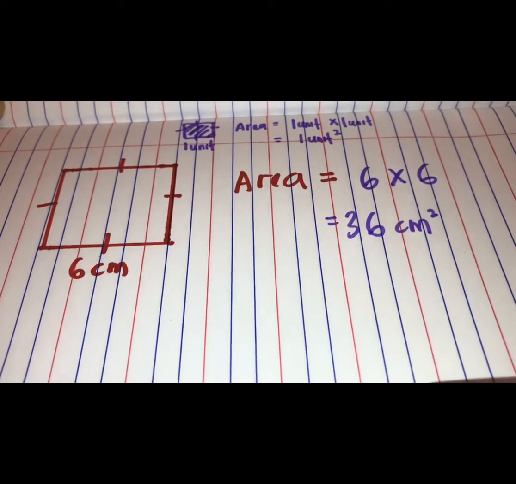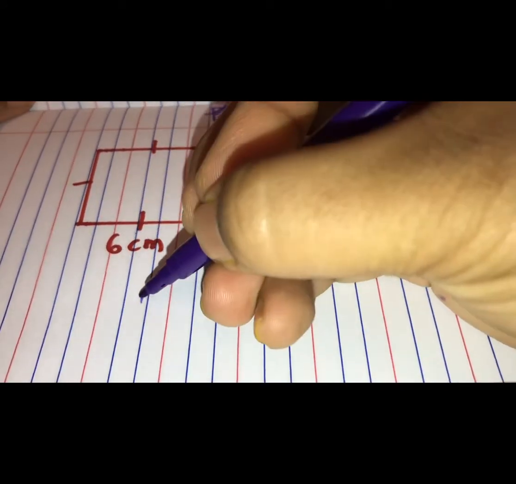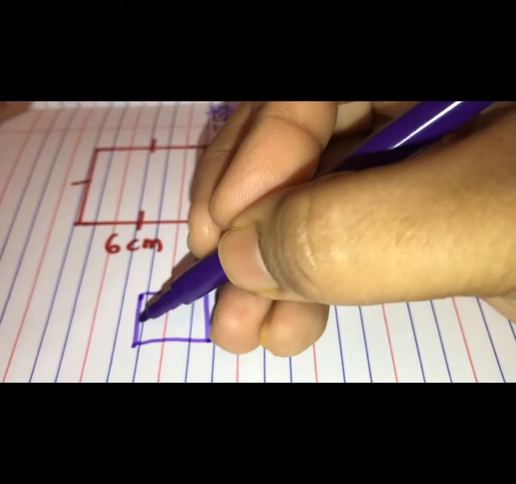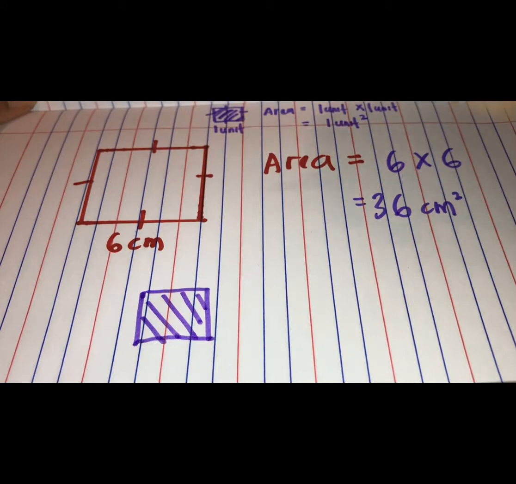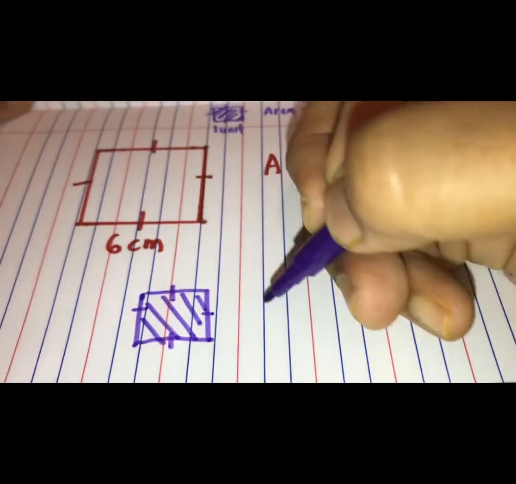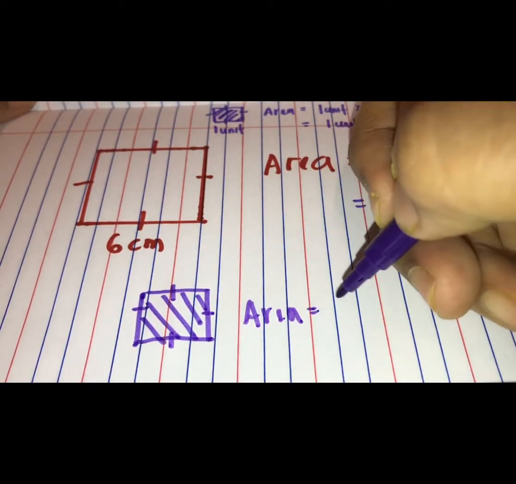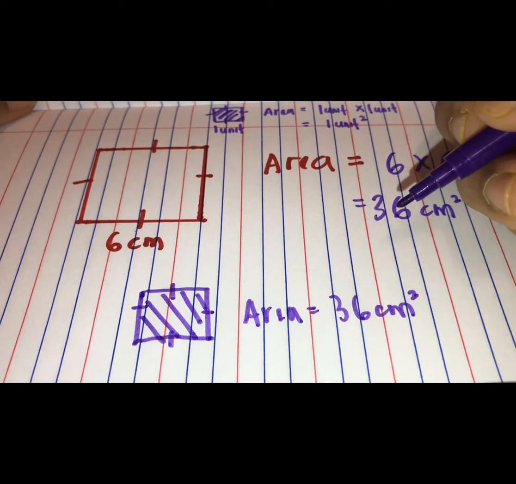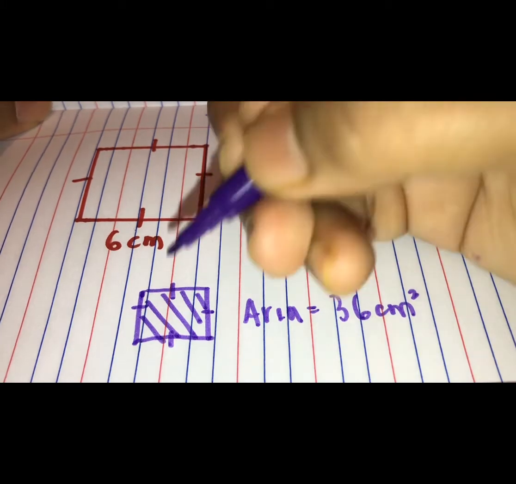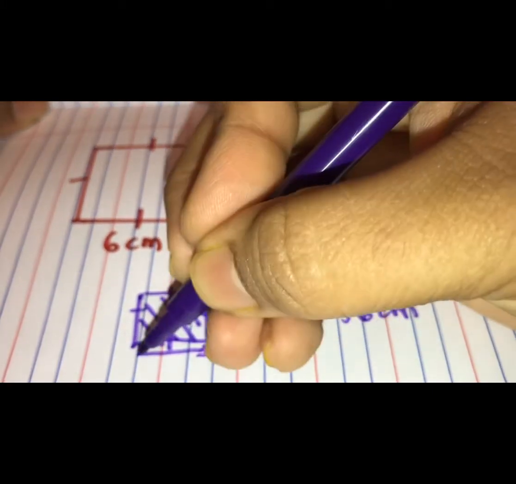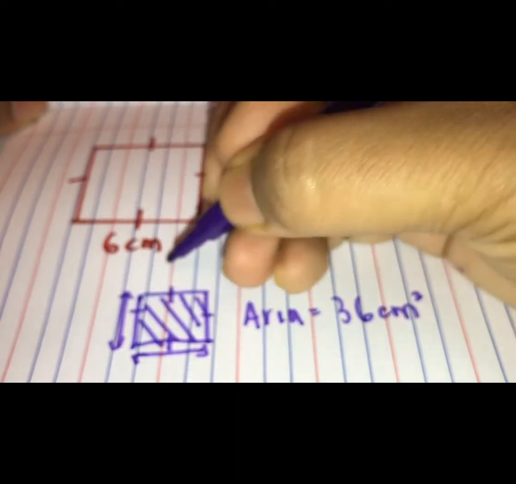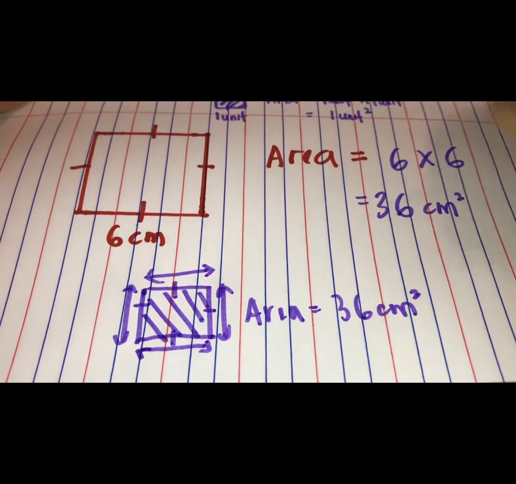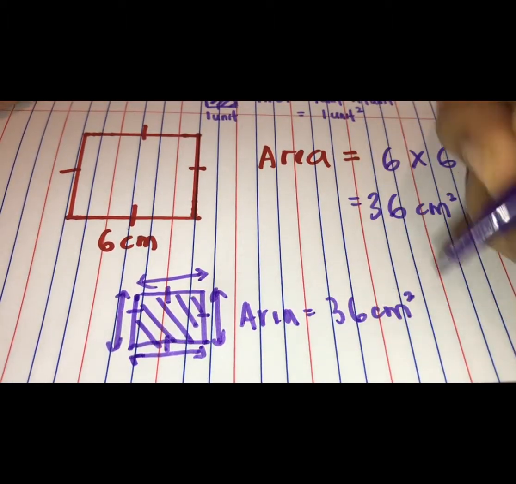Let's say I give you one question. I draw one square here, and the question gives you the area, 36 square centimeter. Now the question wants to find the length of the square. So how to find the length? You know the area is 36 cm square, right?